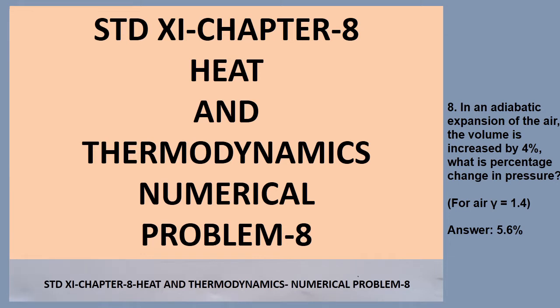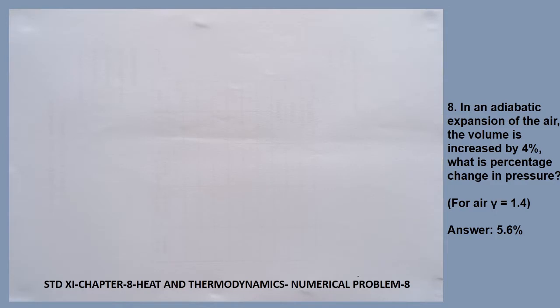Now we are going to solve the 8th problem in chapter 8, heat and thermodynamics. What is mentioned in the problem? In an adiabatic expansion of the air, the volume is increased by 4%. What is the percentage change in pressure? That is the question. Very simple problem.